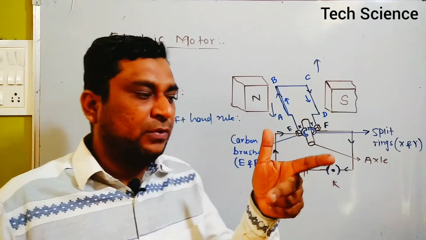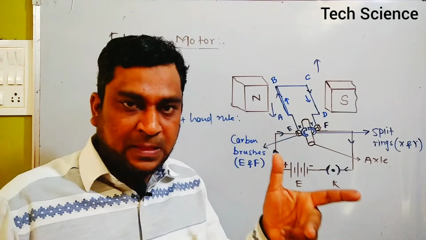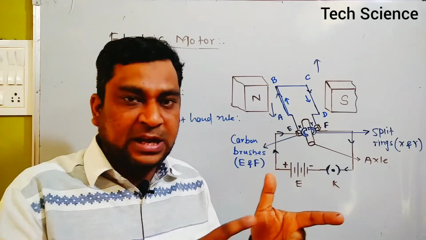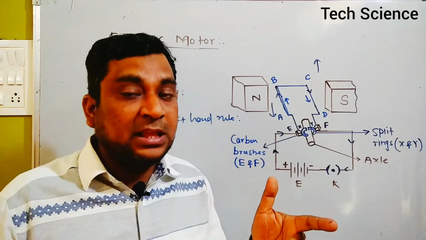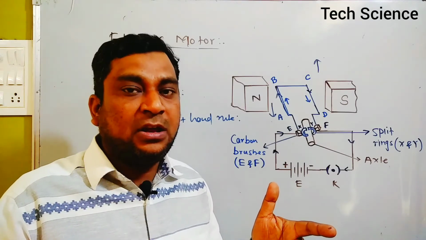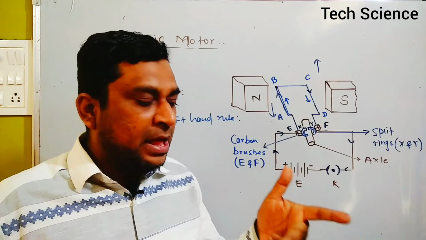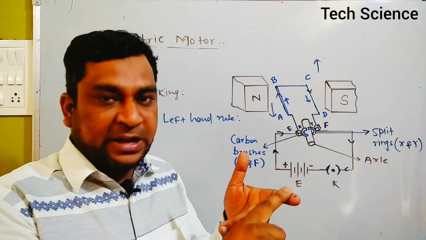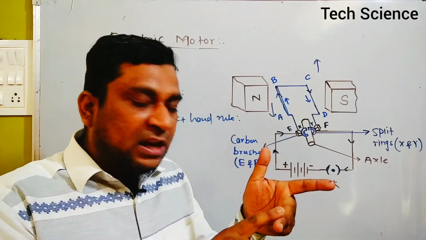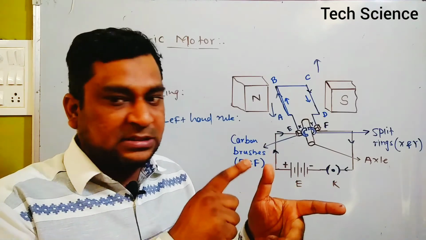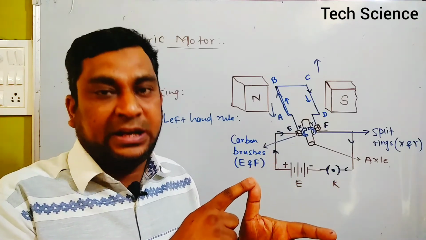What is Fleming's left hand rule? Hold the index finger, middle finger, and thumb of your left hand in such a way that they are perpendicular to each other. Why perpendicular? When they are at an angle of 90 degrees, we get the maximum output. For this reason, they should be perpendicular. The index finger shows the direction of magnetic field, the middle finger shows the direction of current, and the thumb shows the direction of force acting on a conductor.